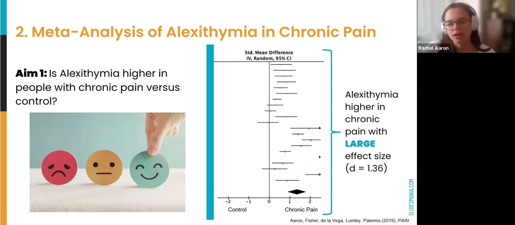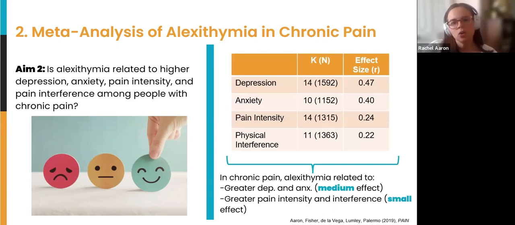So alexithymia is much higher in people who have chronic pain compared to people who don't, which tells us that people with chronic pain are more likely to have difficulties describing their feelings. So the next question was, how does this matter clinically? So among people with chronic pain, is alexithymia related to worse outcomes?